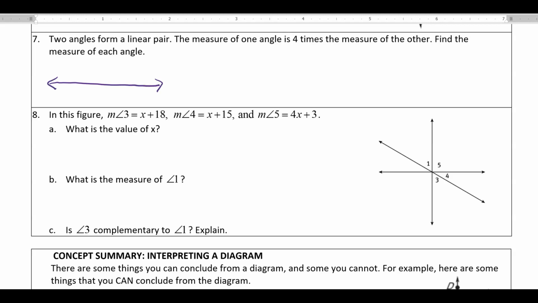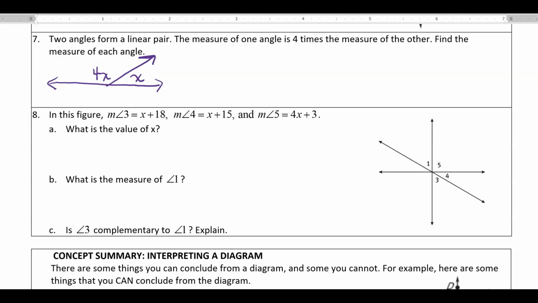So the first thing you would do is you would draw a line. Next thing, they have to touch. So I have no idea what they are, but I know they're adjacent on a line. And it says the measure of one angle is 4 times the other. Well, I have no idea what that one is, so I simply put an x. Then the other one is 4 times that one. So now I'm ready to set up an equation.